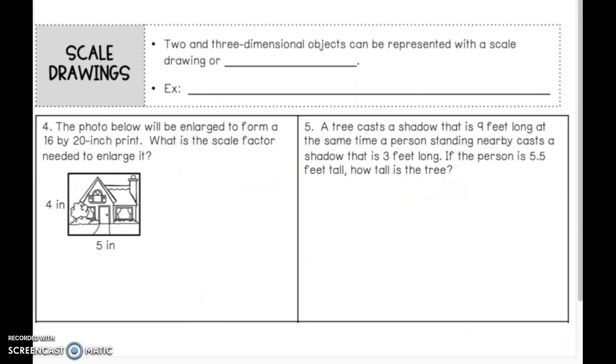All right, now we have scale drawing. So 2 and 3 dimensional objects can be represented with a scale drawing, or a scale model. So a map would be a scale drawing. Obviously, a map of an area isn't the same size. Photographs are much smaller.